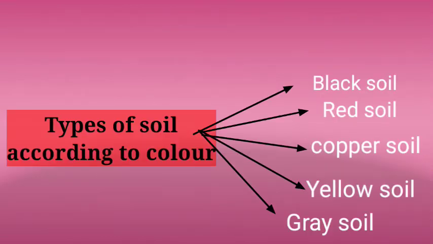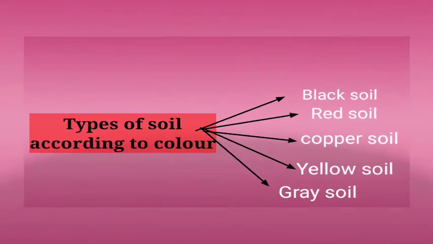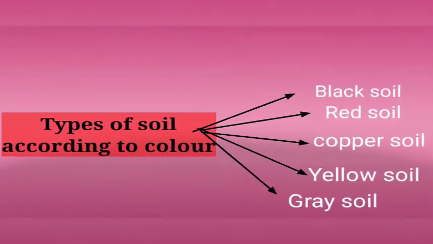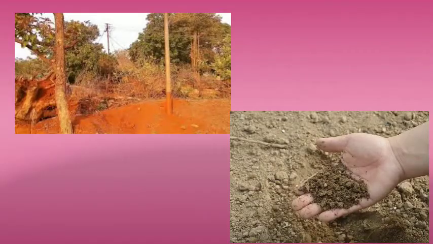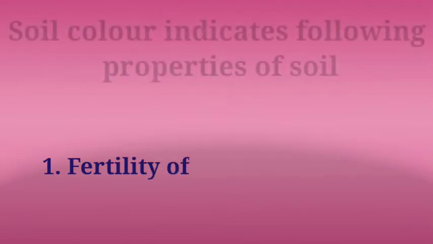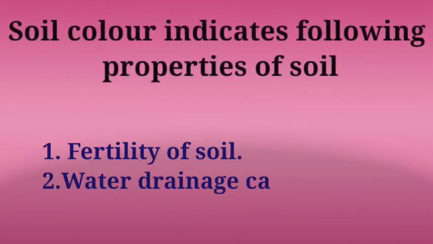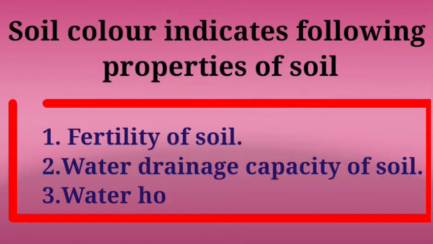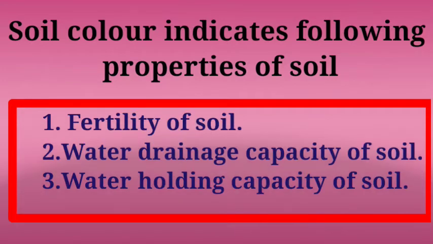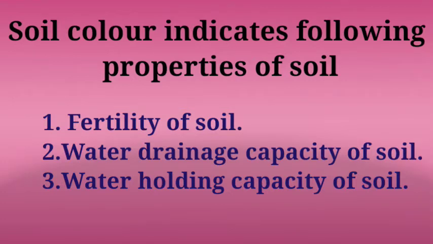We see different colors of soil across our country. Examples: black soil, red soil, copper soil, yellow soil, grey soil, etc. Color is one of the most important properties of soil. Color indicates several properties of soil such as fertility, drainage of water, capacity to hold water, etc.